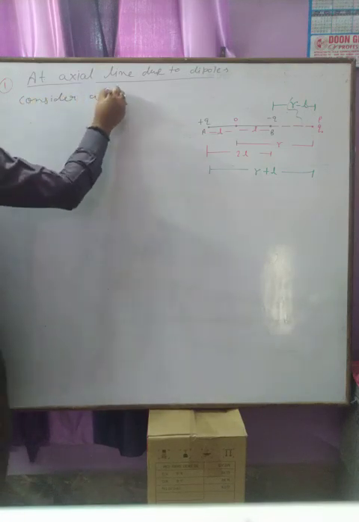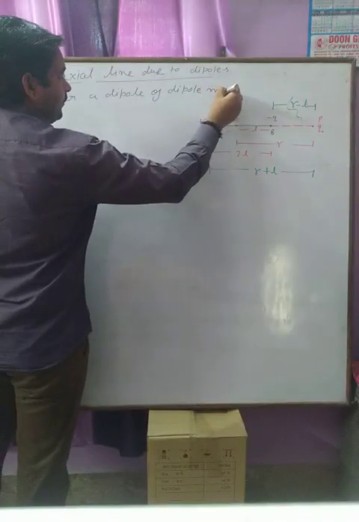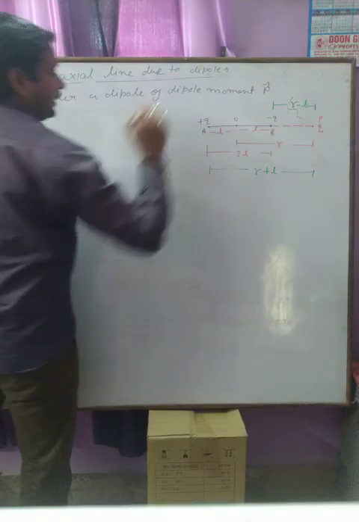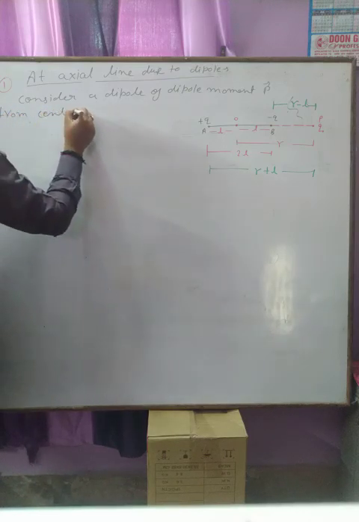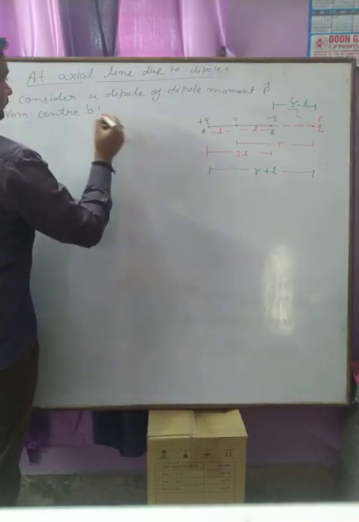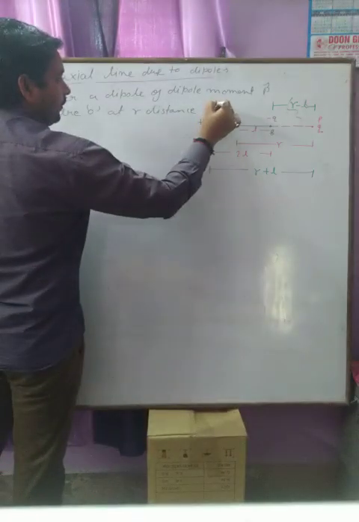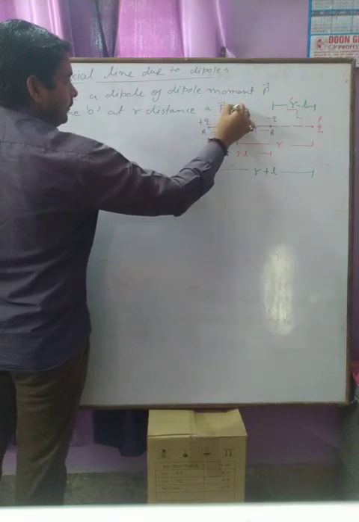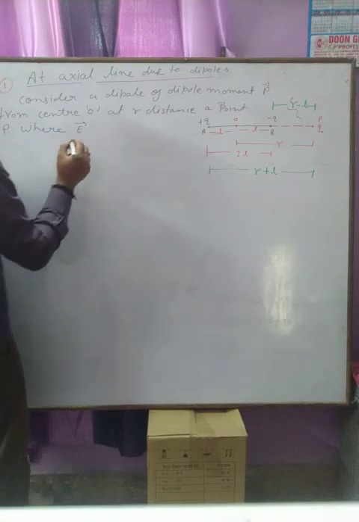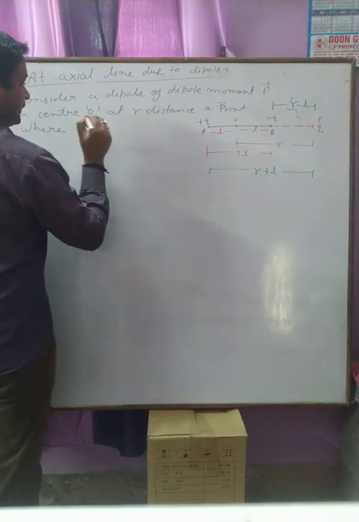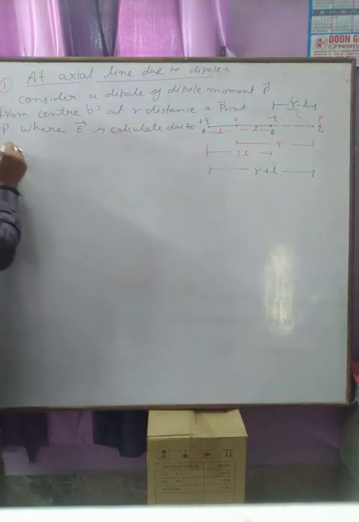the dipole which is used here in the journal. Consider a dipole of dipole moment vector P from center O, at r distance a point P where the electric field is calculated due to the dipole.